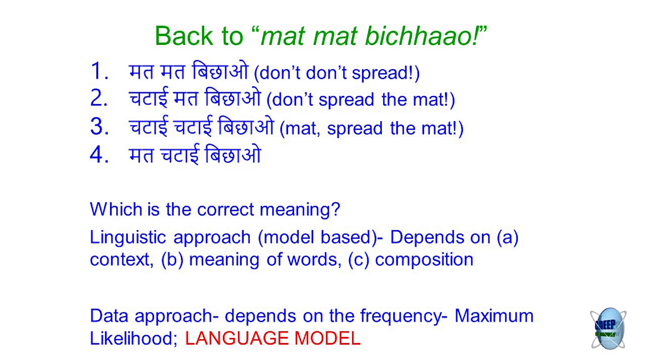In Hindi, normally the negation particle mat comes after the noun. Okay, it is a frequentist observation. Why is it not mat mat bichhao? That is emphasis actually. Mat mat bichhao. So that is emphasis. Why is it not the first choice? Because less likely, less frequency. Okay. And then chatai chatai bichhao also is because of emphasis again, and such sentences are not very frequent. Okay.